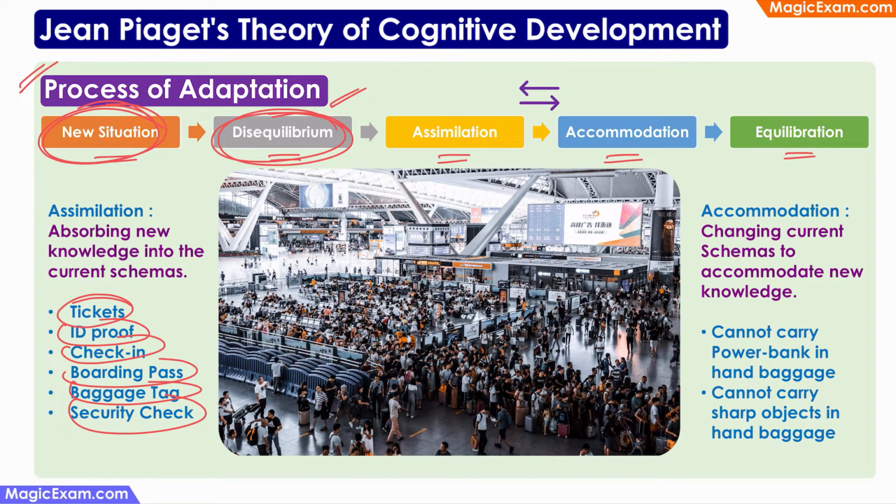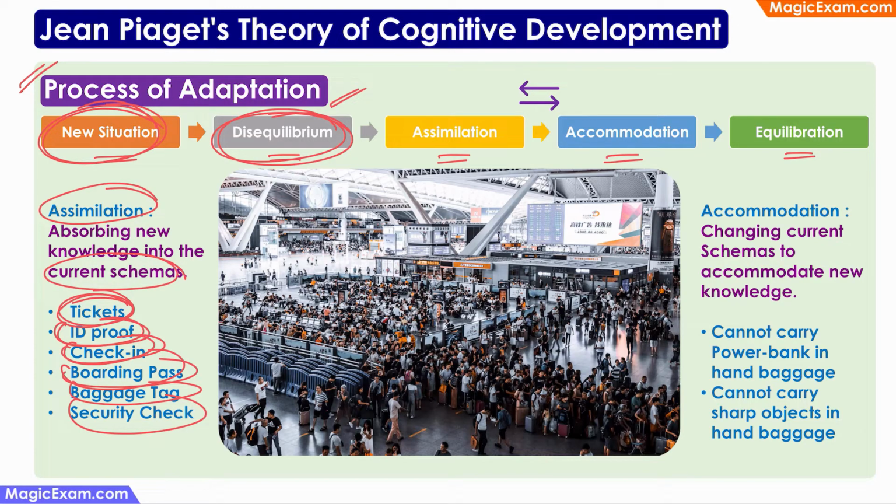And then I assimilate some new knowledge into my current schema because my current schema says that tickets are enough to travel. But when I'm boarding the plane for the first time, I know that ID proof and check-in and boarding pass, all these are also required. So I'm adding this information also into my current schema.